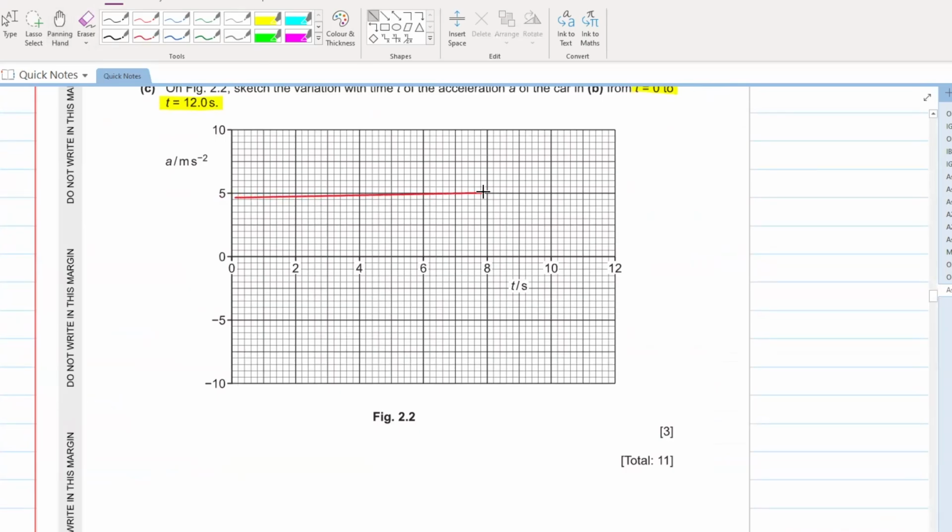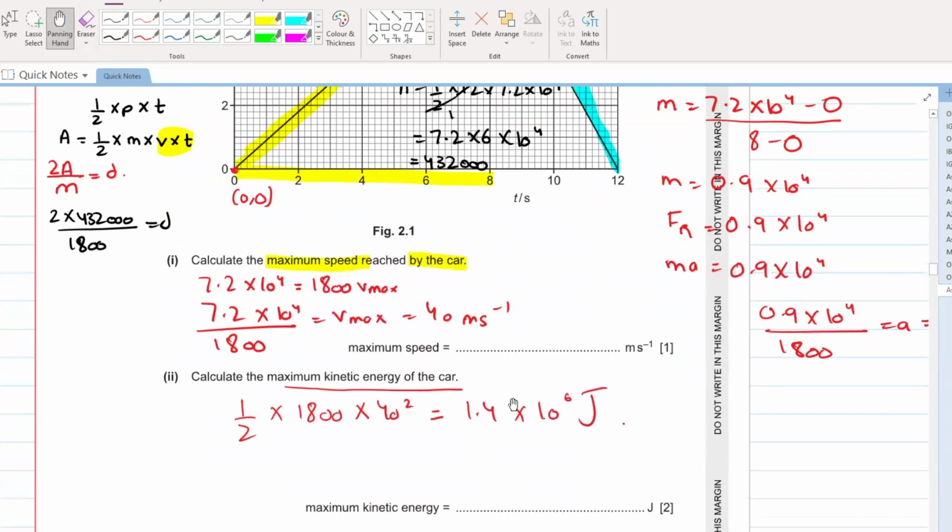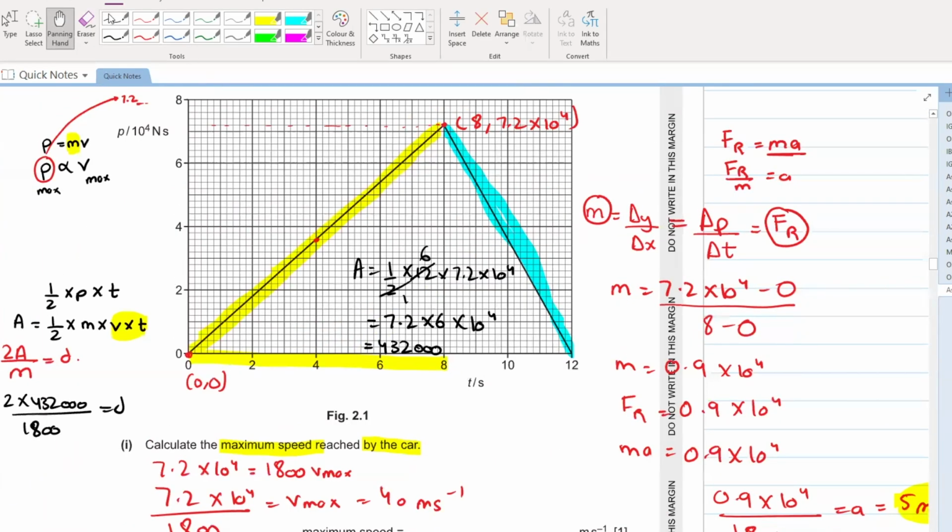Then I will teach you a trick, a small trick that will come in really handy when you are doing past papers. Okay, now observe here. Observe here.